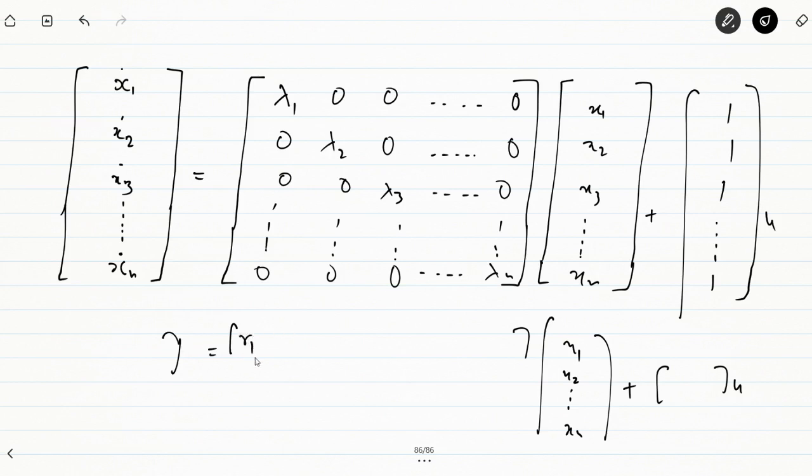Whereas y is equal to r1 x1, r2 x2, r3 x3, and so on up to rn xn, plus beta naught times u. So this is the Jordan canonical form. It basically represents your transfer function in a diagonal form, so you can directly say what the eigenvalues of this system are. The eigenvalues of matrix A will be lambda 1, lambda 2, lambda 3. If these values are negative, that means our system is stable.